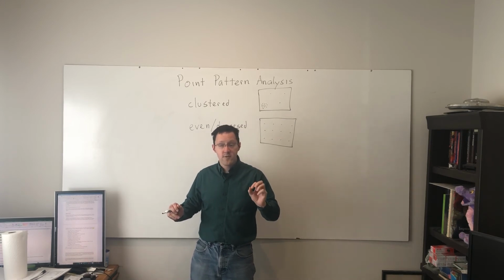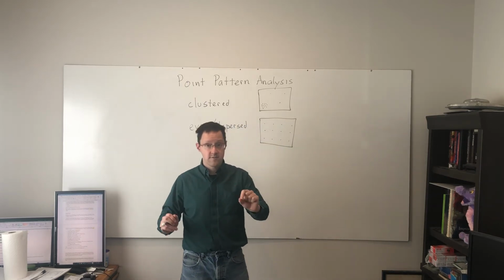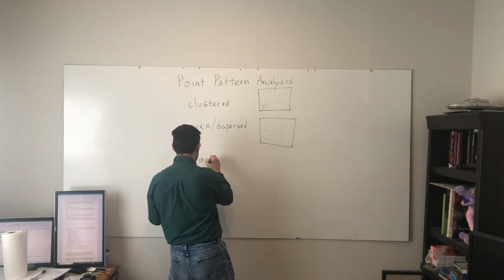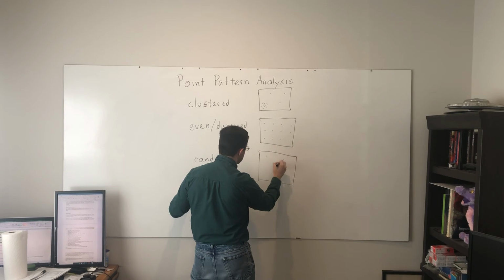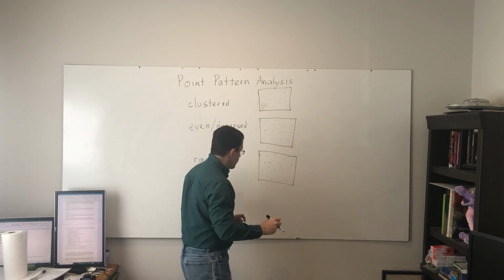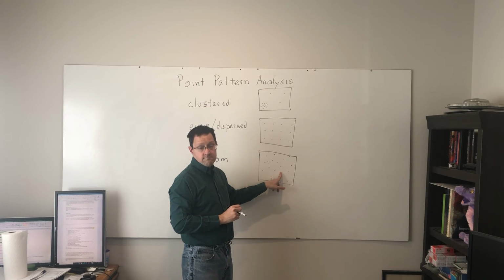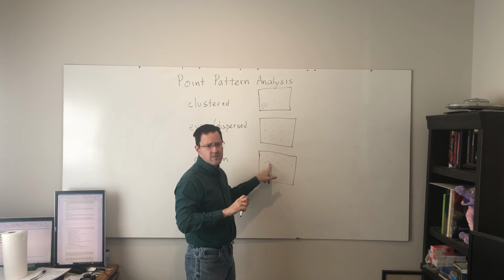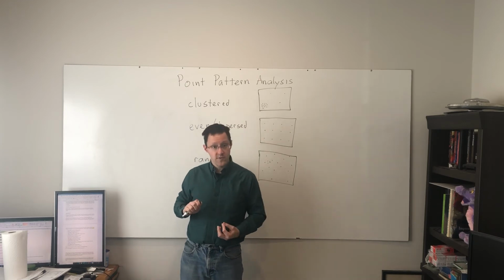For both clustered and even, we can say there is something going on, something that is causing that process, causing that pattern. That is not possible with random. A random pattern has no rhyme or reason. There are some places that might look like a cluster, some places that look kind of empty. It is still just part of that random distribution.